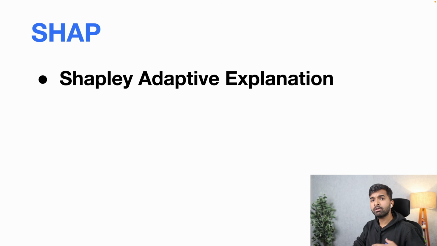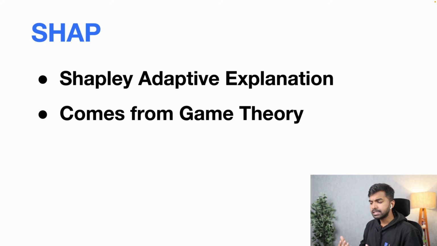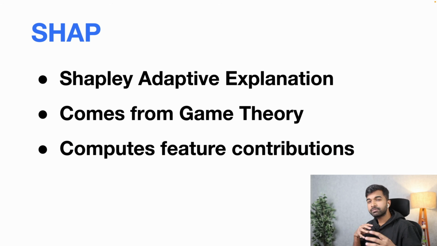So once again, let's say you have a trained model for predicting whether a person is going to suffer from a heart stroke or not, given their medical data. So what SHAP is going to do is it applies a technique from game theory where it computes various feature contributions.